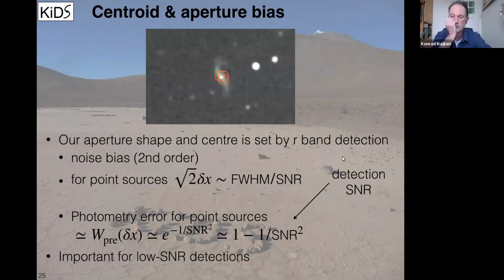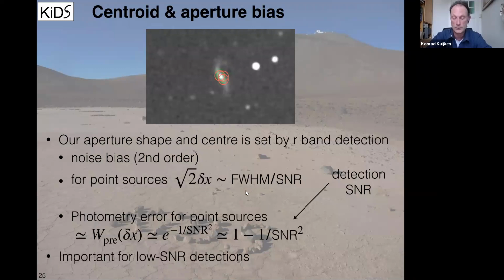One slight issue which we have to think about, and we haven't fully worked through, apart from convincing ourselves that we don't have to worry about it just yet, is to do with centroid bias. We have our detection image, and that detection image is also part of the images that we're using for the photometry. So of course you put your aperture on your peak on your detection image. The detection image is slightly noisy, and so you'll actually have some uncertainty. And that uncertainty typically is of the order of the full width half max of your source divided by the signal to noise ratio, for point sources or for the central parts of galaxies.